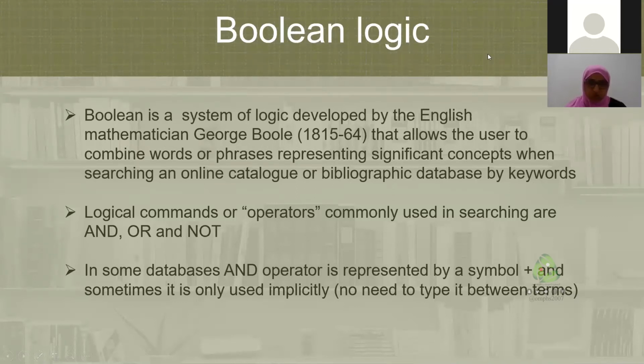And then we have Boolean logic. What do we mean by Boolean logic? Boolean is a system of logic developed by an English mathematician, George Boole, that allows the user to combine words or phrases representing significant concepts when searching online or a database by keywords. The most common operators are AND, OR, and NOT. But again, each database has its own ways of using these words. In some databases, AND would be represented by a plus symbol. In another database, it's by default. If you do have two words, it will automatically act as if there is an AND between them. So it depends on the database you are searching.